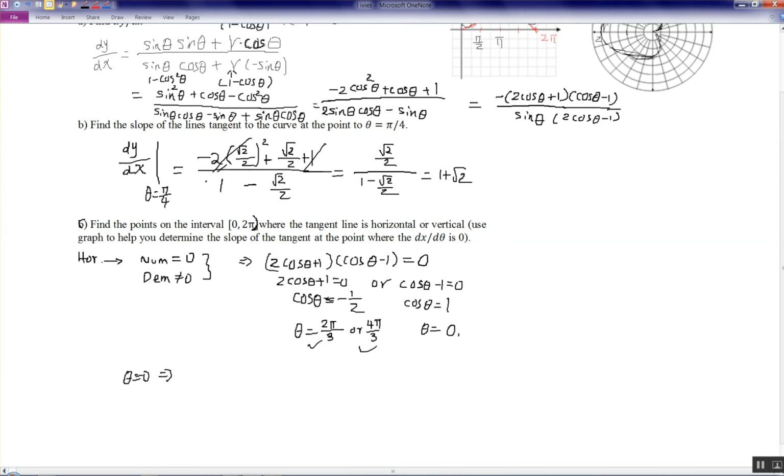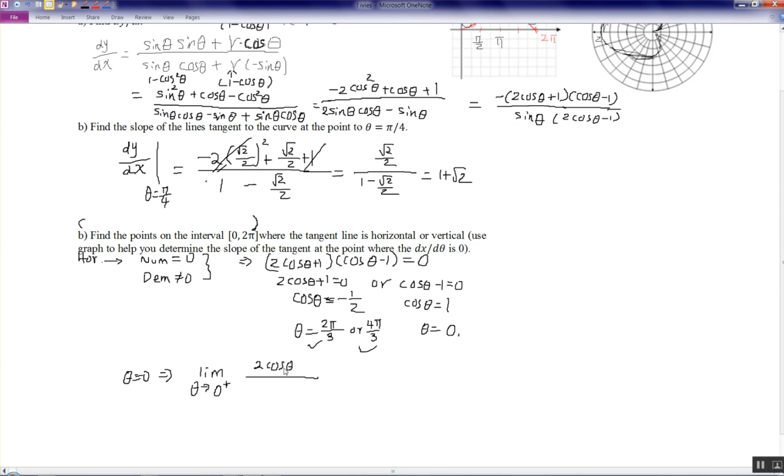In this case, the numerator and denominator are both 0, so we have to look at the limit as theta approaches 0, because it's from the right side. Theta is greater than 0. And now the numerator is 2 cosine theta minus 1. I'm sorry, let's not use that particular one. Actually, I now feel it's more convenient to use this guy here, so I'm going to copy this down here.